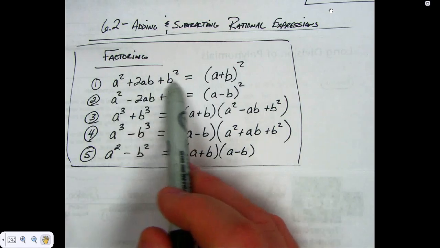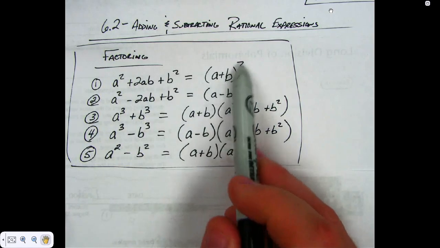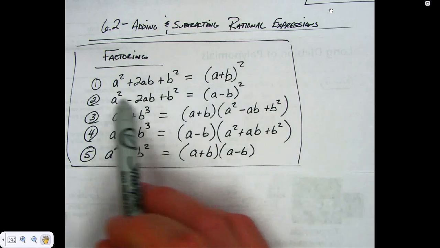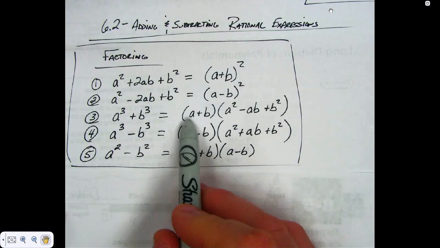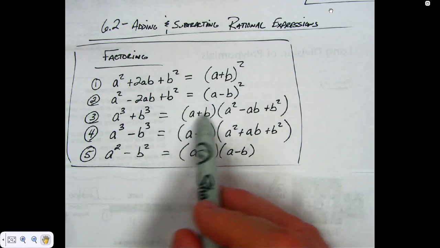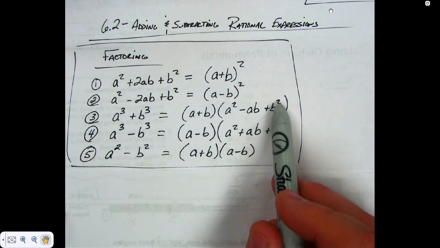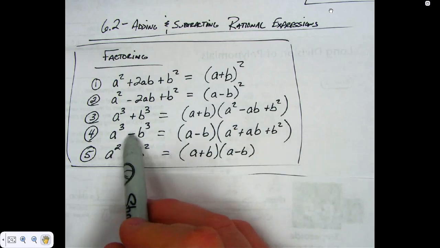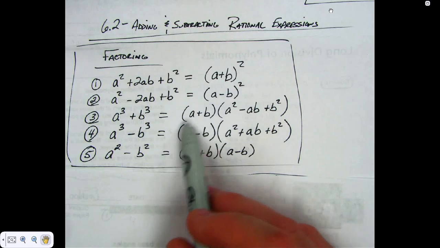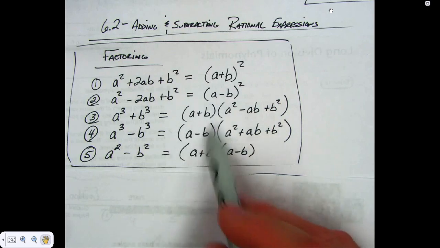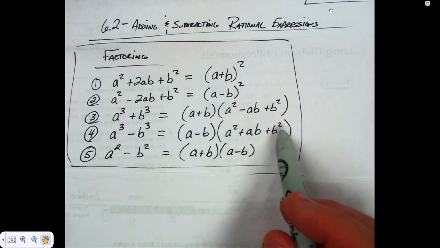If you have something in this form, you need to remember that it factors to a plus b quantity squared. If you have something in this form, it factors to this. If you have a to the third plus b to the third, it factors to the quantity a plus b times the quantity a squared minus ab plus b squared. A to the third minus b to the third factors to the quantity a minus b times the quantity a squared plus ab plus b squared.